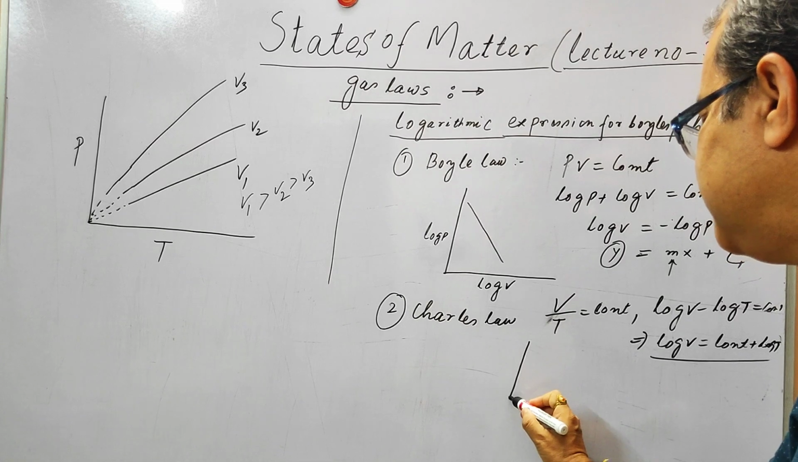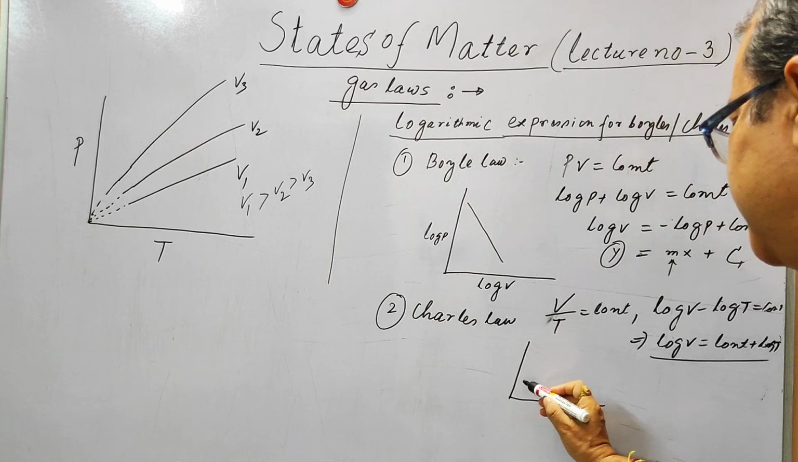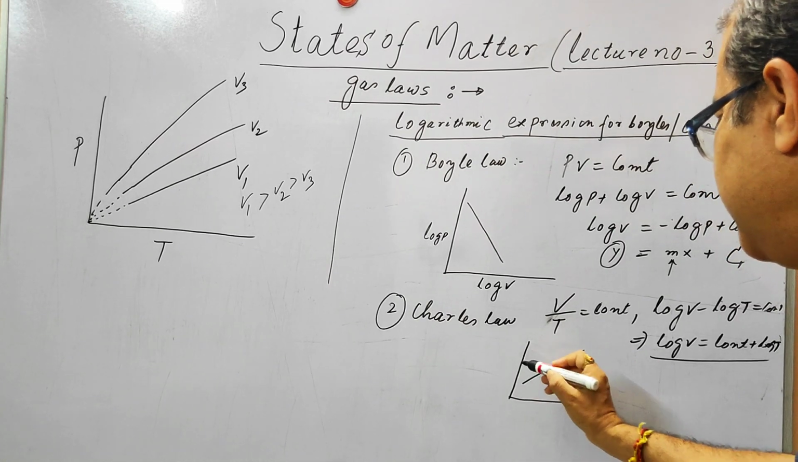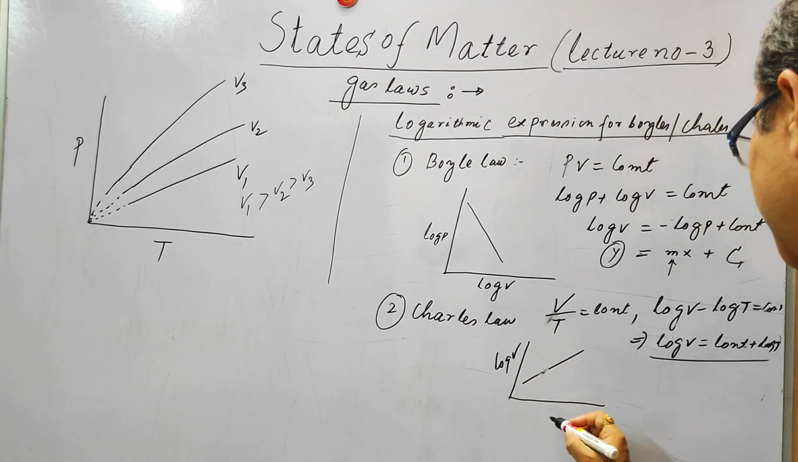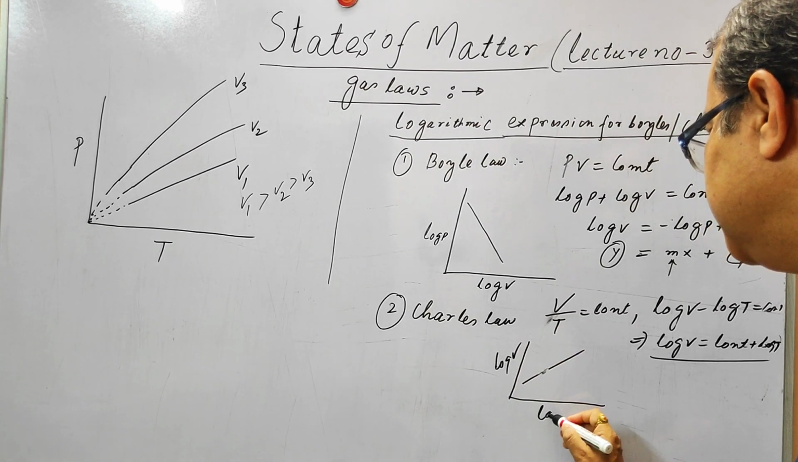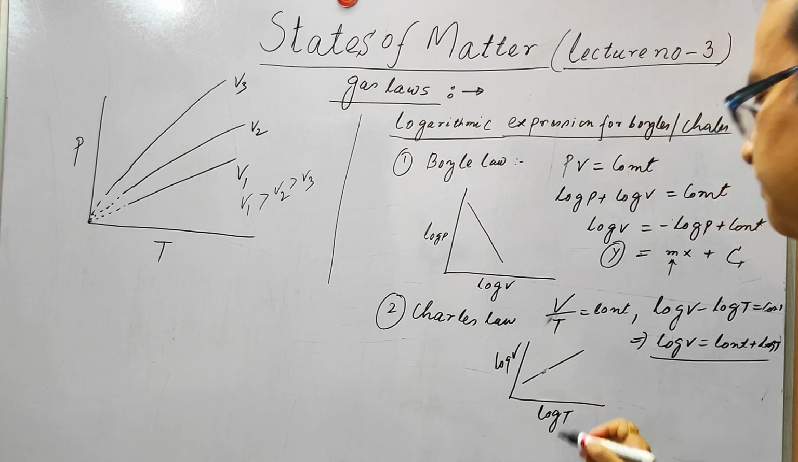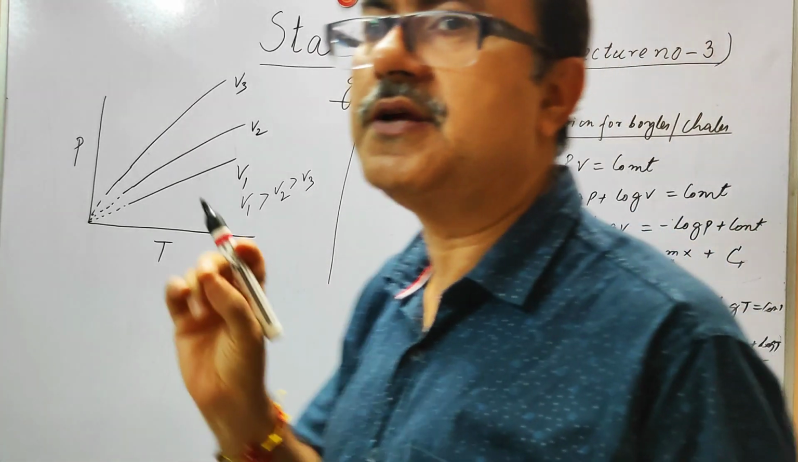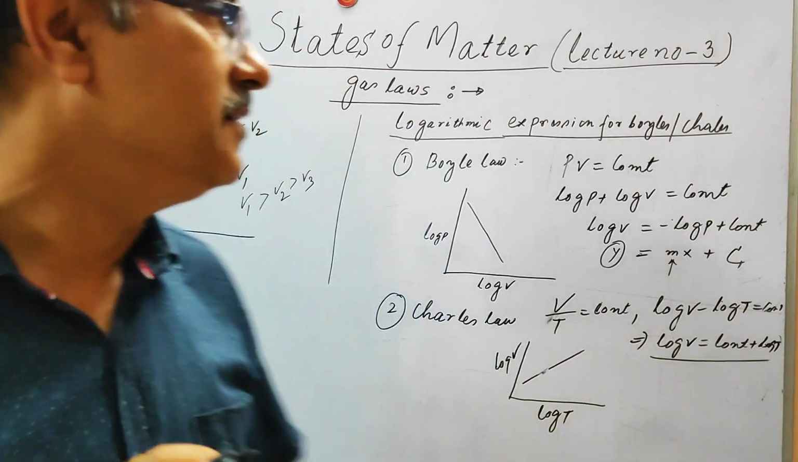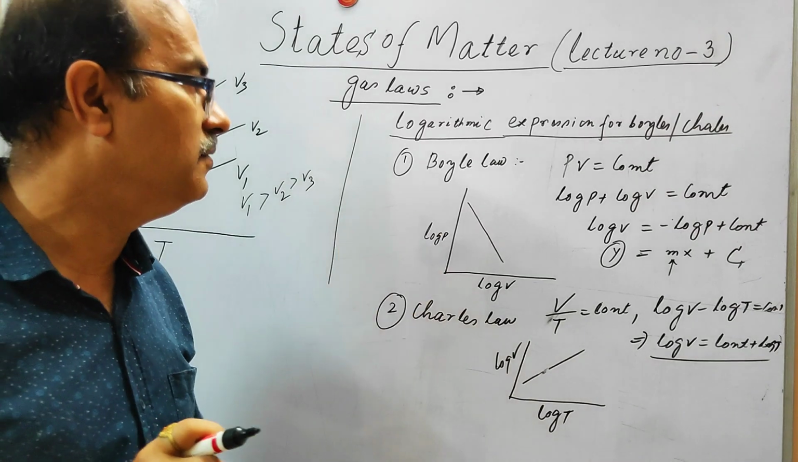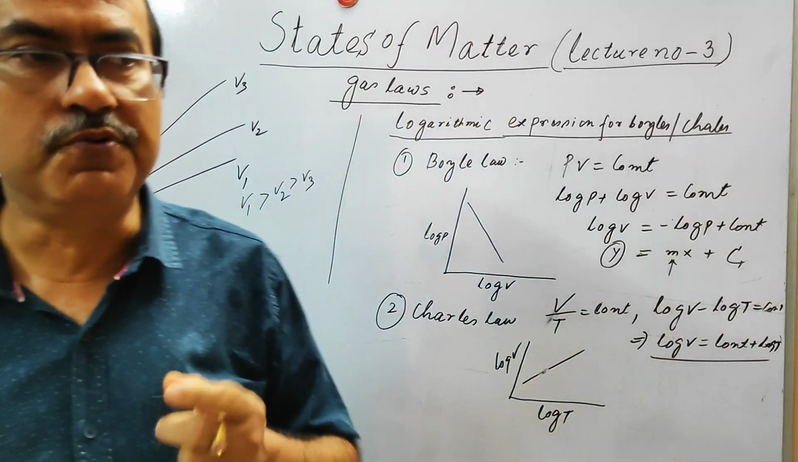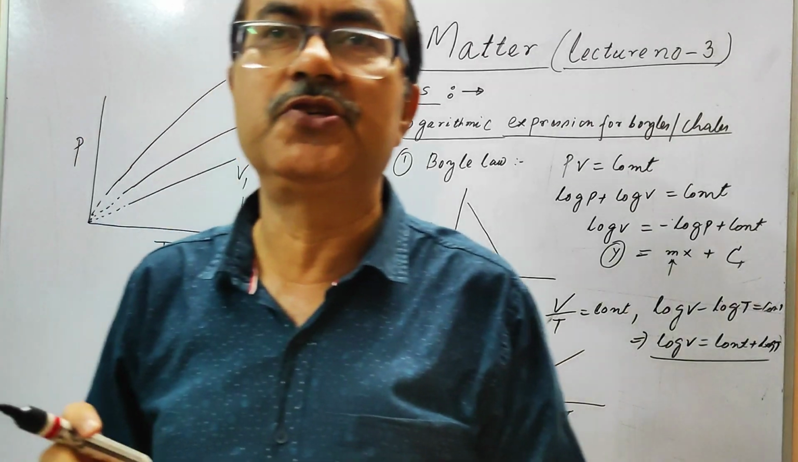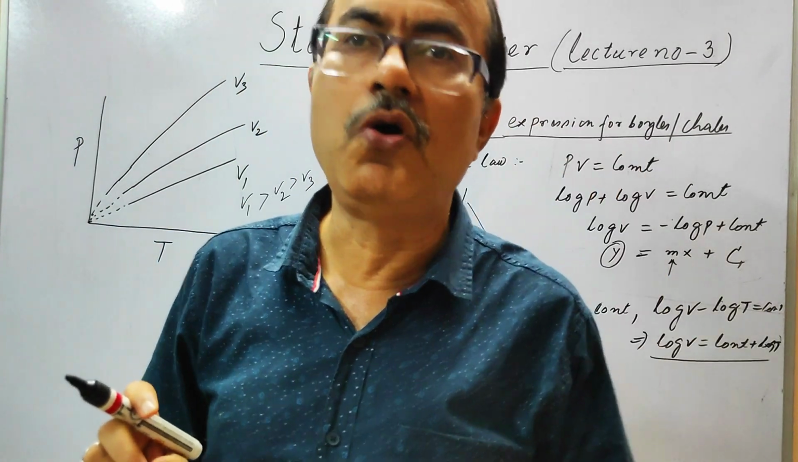So we can write this equation like this, with log V on the y-axis and log T on the x-axis. Sometimes questions ask in the IIT JEE, what is the graph? Different graphs will be given. You have to select among those graphs which is the actual logarithmic expression for Boyle's law or Charles' law.